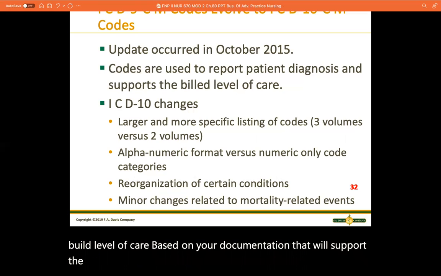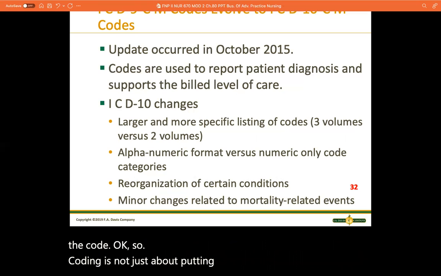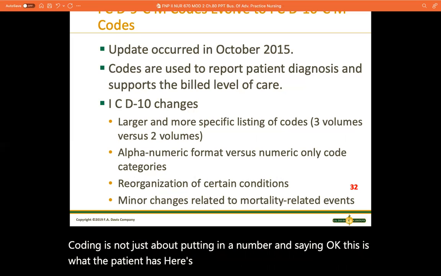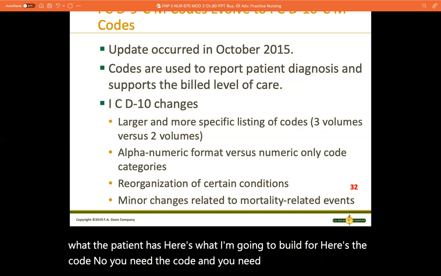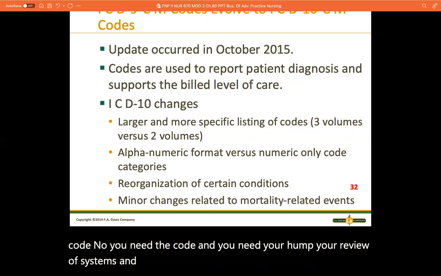Coding is not just about putting in a number and saying, okay, this is what the patient has, here's what I'm going to bill for, here's the code. No, you need the code, and you need your H&P and your review of systems to be reflected in your documentation to support those codes.